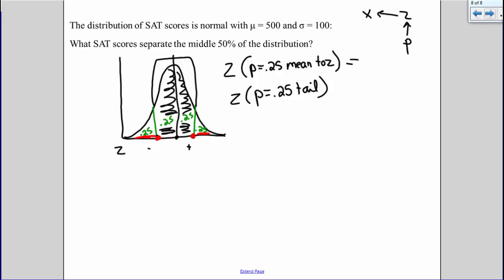Or you could look for z P equals 0.75 in the body. So, right, 0.25 plus 0.25 plus 0.25 is 0.75. So the body to the left would be at a z-score here, 0.75 in the body to the left. And then 0.75 in the body to the right, 0.25 plus 0.25 plus 0.25, would land you at this z-score here. Either way you go, you're going to end up with the same exact z-score.